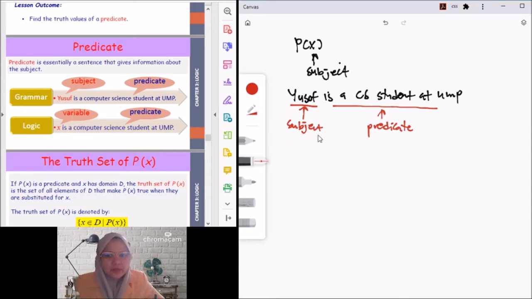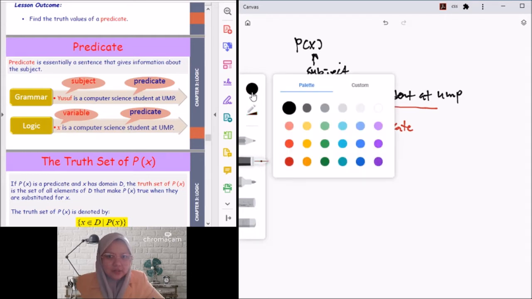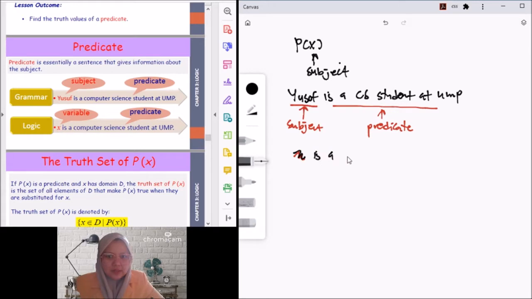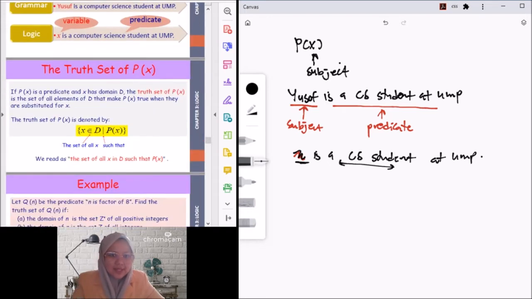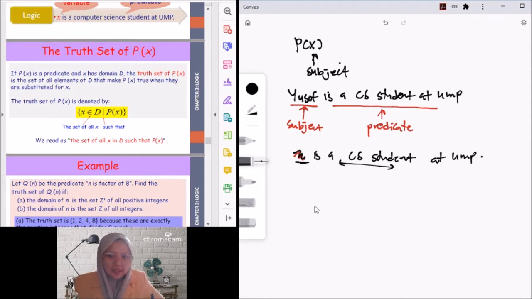The same goes if the sentence is: X is a computer science student at UMP. X is the subject and the rest is the predicate. Usually we will set a domain. So each subject has a domain, called D, or anything we can use as a domain.